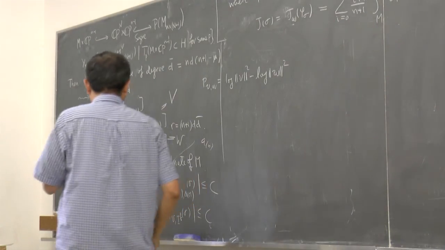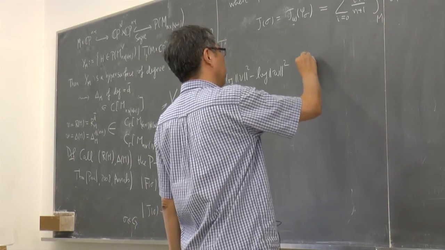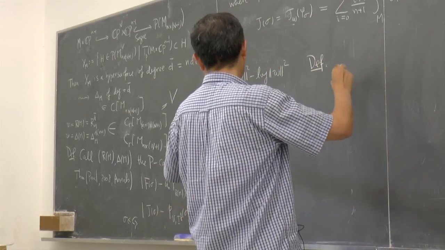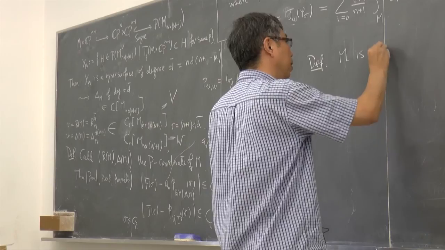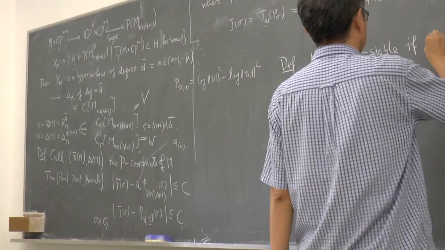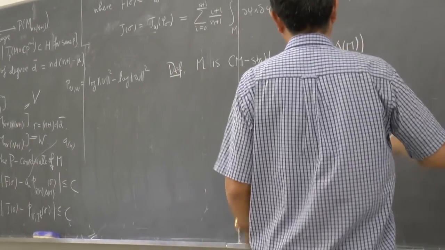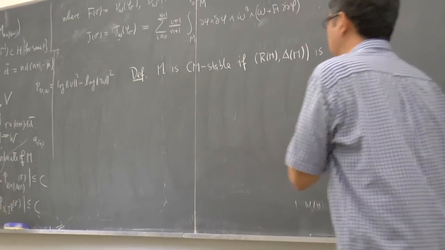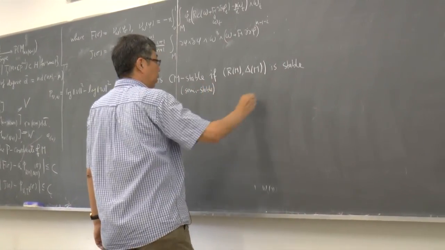So using this, you can prove this. Eventually you can take a fixed M, a state, and we call it CM stable if the corresponding R_M and delta_M is stable. Or you can say it's semi-stable.